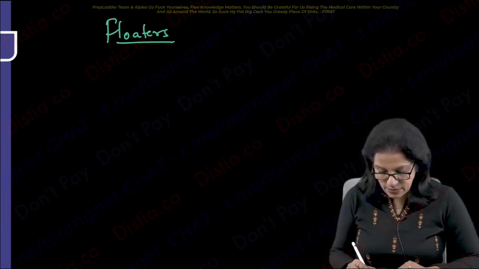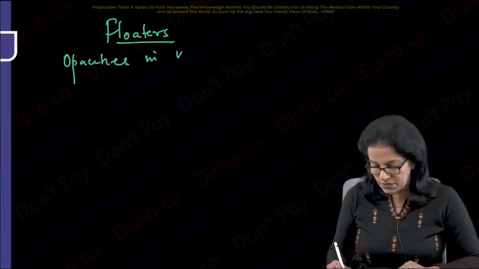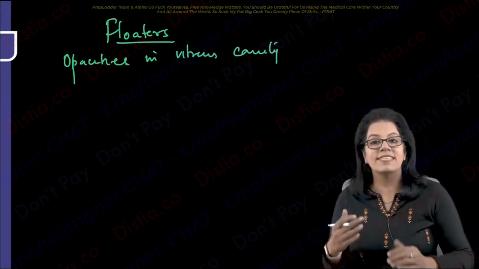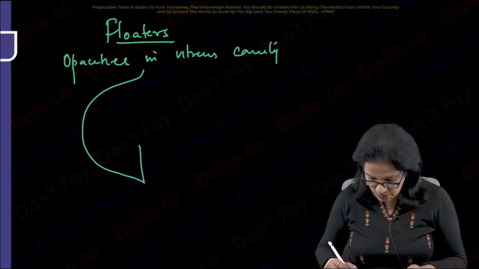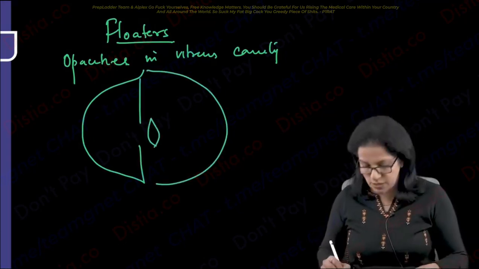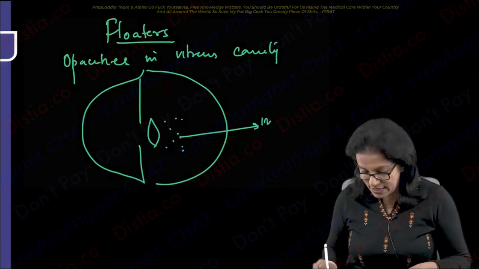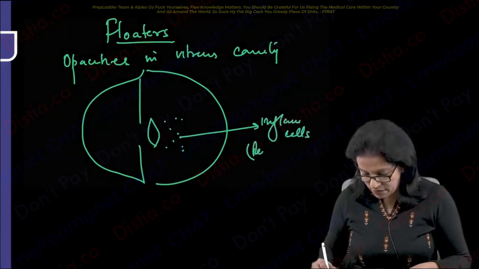So what are floaters? Write down, these are opacities in the vitreous cavity. Opacities in vitreous cavity are called floaters. Now let us think together what can be the different opacities. So we make another quick diagram here. If I talk about different types of opacities, one you have learnt is retrolental flare. So these are inflammatory cells, number one. This is retrolental flare or inflammatory cells.